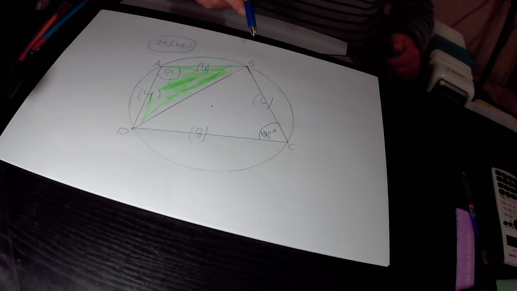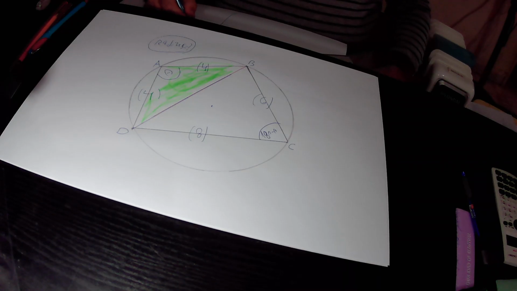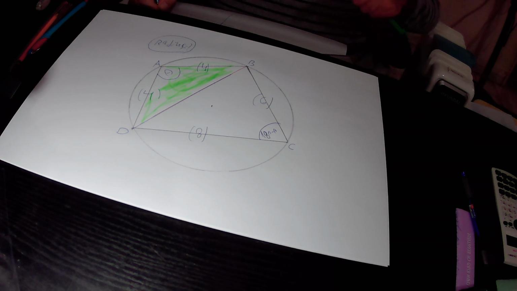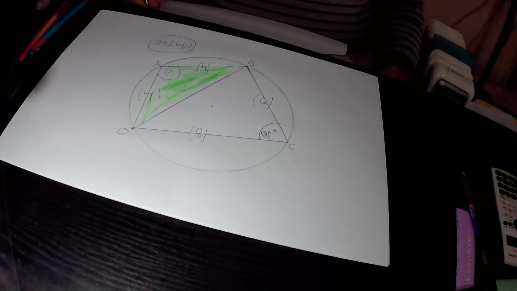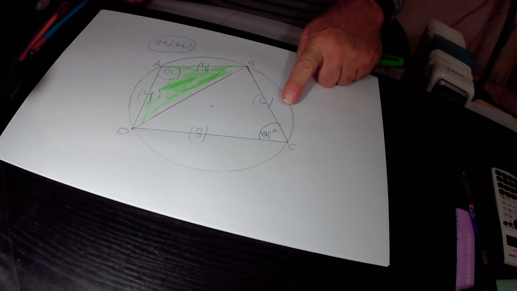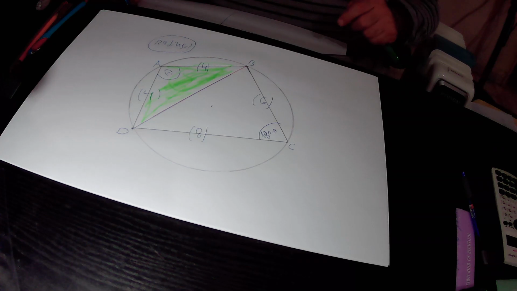According to the law of cosines, in this triangle DBC, DB square equals BC square plus DC square minus 2 times BC times DC times cosine of 180 degrees minus theta.